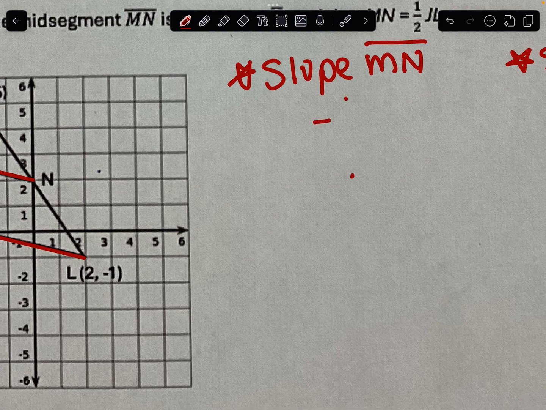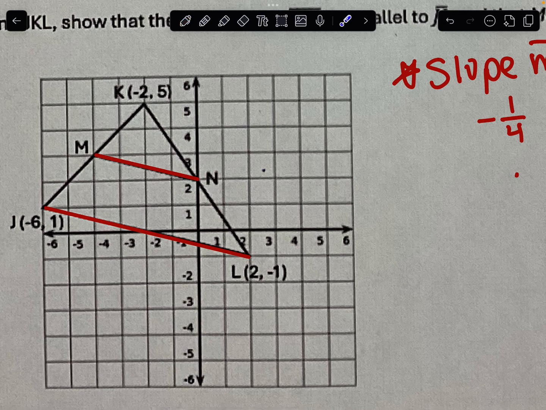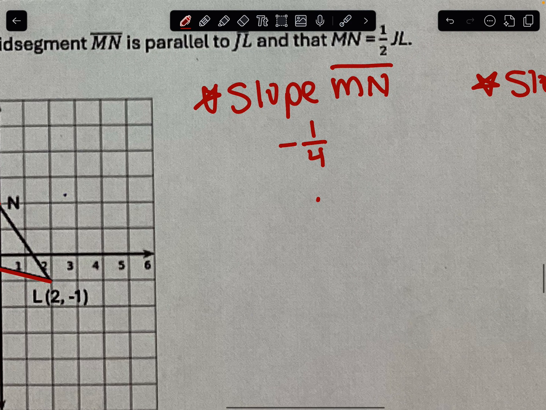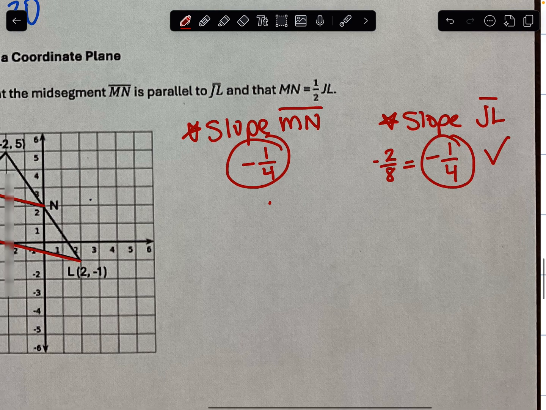Okay, JL, I go down 2, right 8. What would negative 2 over 8 simplify to? Negative 1/4. So what have I just proven about these two things? They are parallel. I'm going to put negative 2/8 equals negative 1/4. Okay? So since the two lines have the same slope, yes, they are parallel.